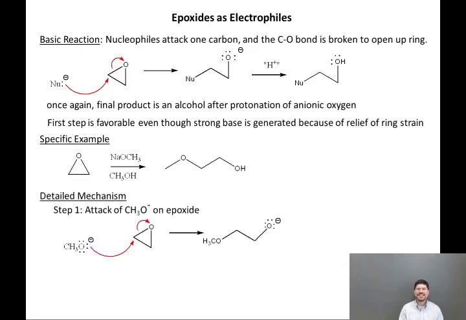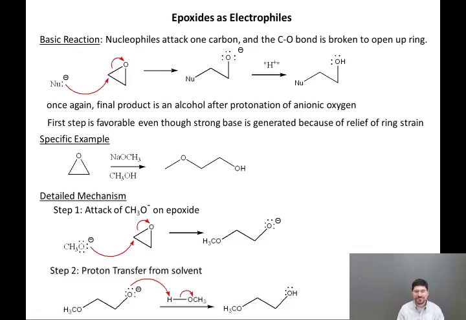Okay, so let's look at the detailed mechanism of how you get there. Step 1 is attack of CH3O- on the epoxide. So just like we looked at it on the top, instead of Nu, we're now going to use a specific nucleophile: an arrow from the oxygen atom of CH3O- to the carbon atom of the epoxide, and a second arrow breaking the bond between carbon and oxygen, putting those electrons onto the oxygen.